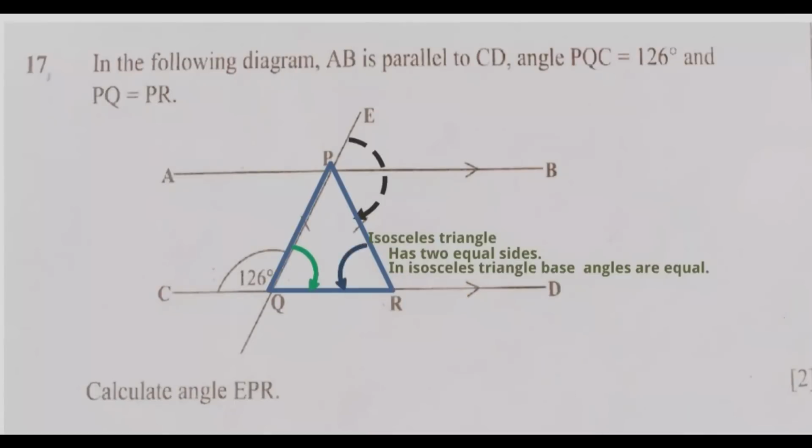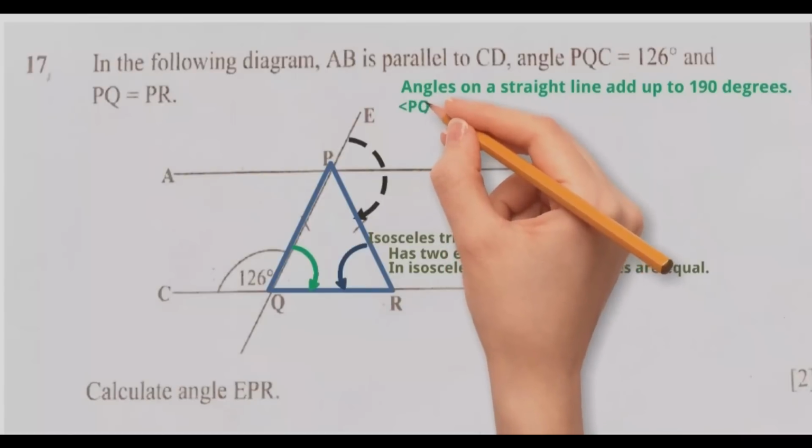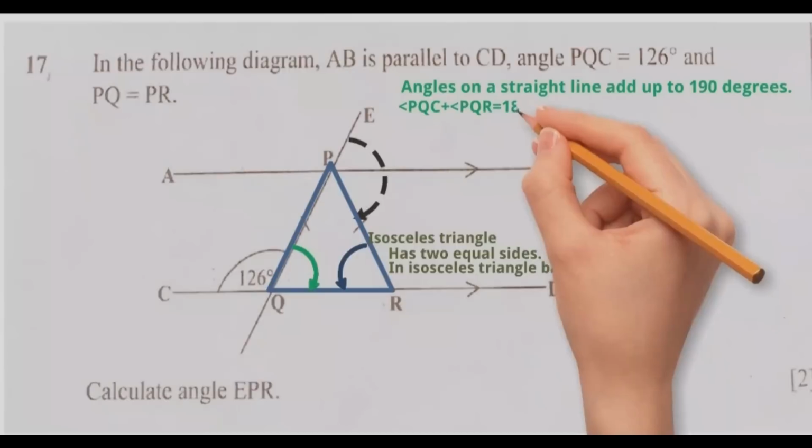Okay, now let's go ahead and find angle EPR. To find angle EPR, we're going to start from finding angle PQR. So what is the value of angle PQR? To find it, we're going to use the property which is angles on a straight line add up to 180 degrees. Therefore, angle PQC plus angle PQR is equal to 180 degrees.